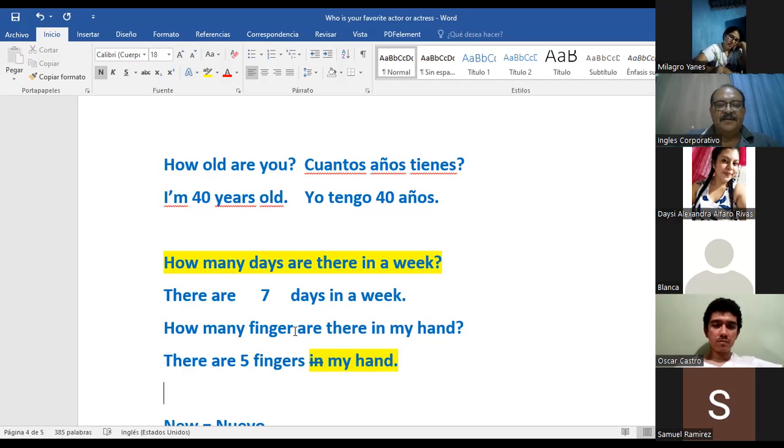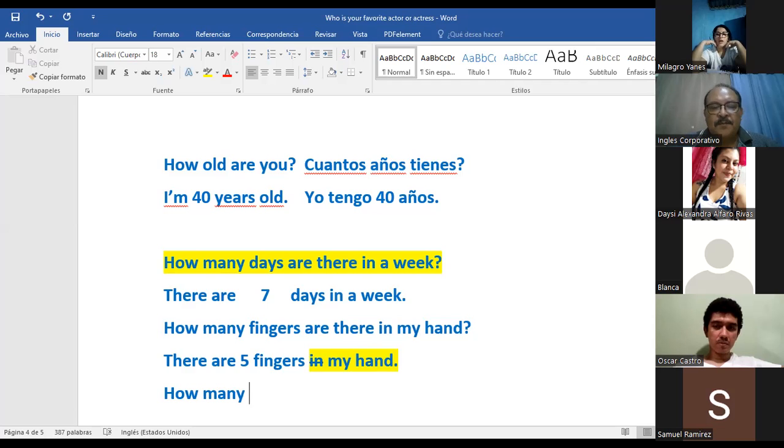Ok, say, how many fingers, aquí le faltará ese, are there in my hand? How many days? ¿Qué otra pregunta se puede hacer con how many, que significa cuántos? How many. ¿Qué más podríamos hacer? ¿Y solo how? ¿Qué significa? ¿Cómo? Okay. How many eyes in my face.